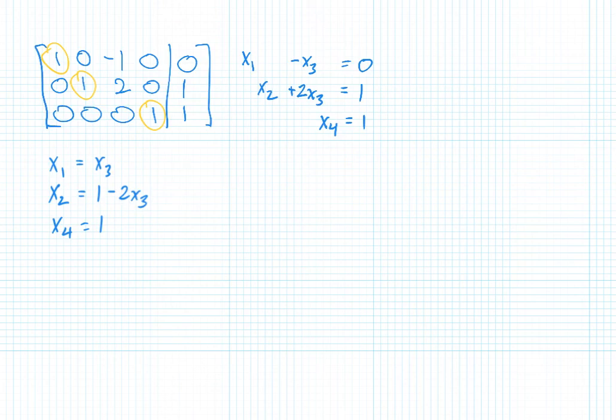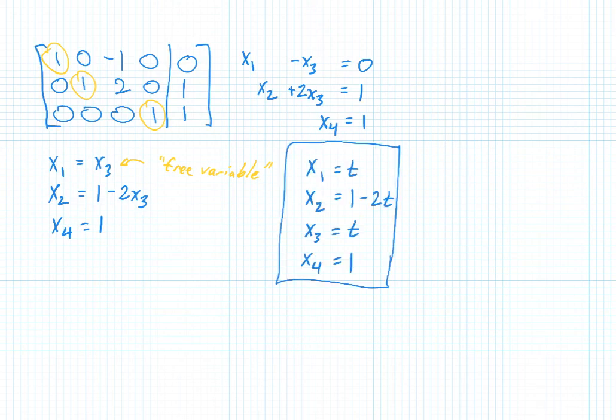The idea is that you can choose different values of x3 and you'll get different solutions. This is a case where the solution is not unique. So the terminology is that x3 is called a free variable. And then once you decide what x3 is, then that automatically tells you what the other variables are.